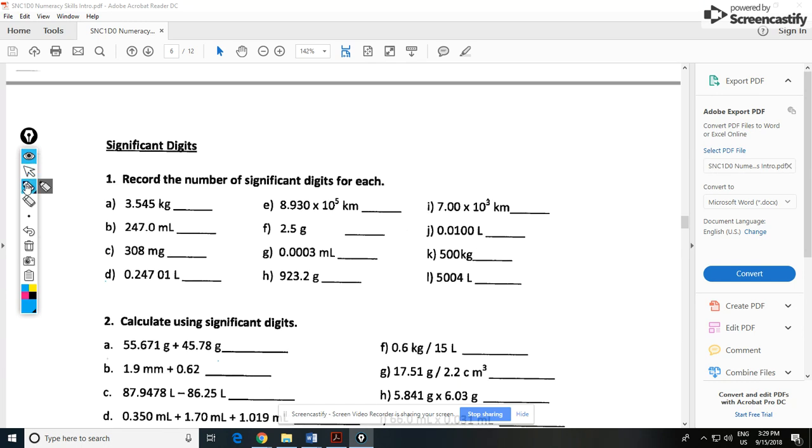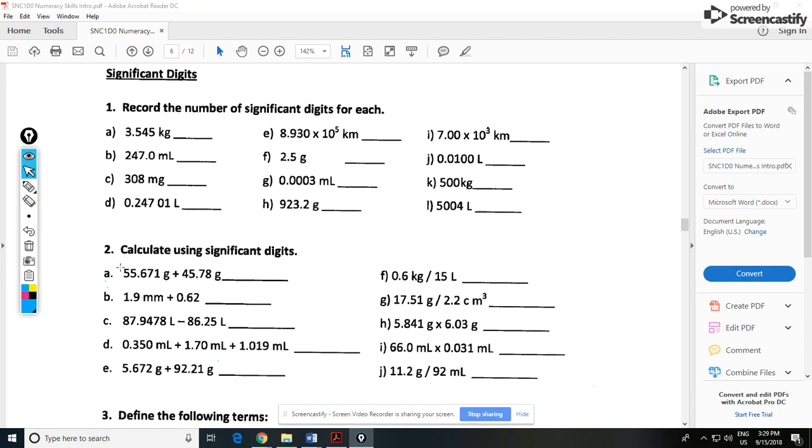Then you get to a section on significant digits where you need to identify the number of significant digits. So for example, here, using the significant digit rules from the video, you'd know that there are 1, 2, 3, 4 significant digits. You then continue to scroll down and you'll see some operations with significant digits. So here you'd have to add the significant digits and follow the rule where you need to have the same number of decimal places as the number with the fewest number of decimal places. So make sure you look at that rule.